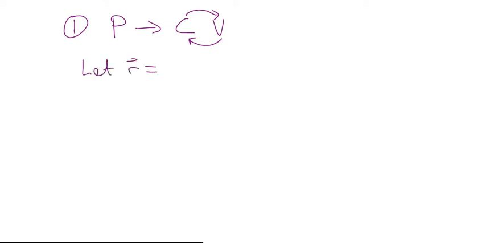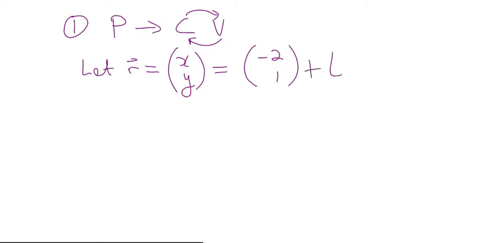Let vector r, written as the column vector xy, equal (-2, 1) plus t times (5, 3). This is just an example. So this is the parametric form of the equation of some line passing through the point (-2, 1) with a slope of 3 over 5. It doesn't really matter where it came from. Here's a line in parametric form. Let us see if we can change it to Cartesian form and vector form.